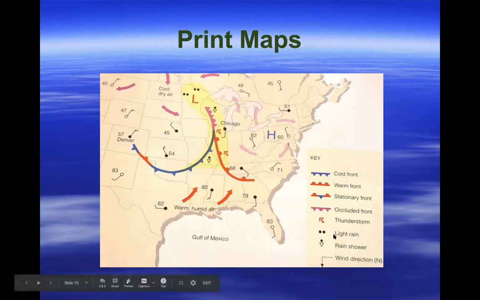And of course, there are a lot of other symbols. This symbol stands for a thunderstorm. This one stands for a light rain. And this one stands for a rain shower on a print map, okay? And usually wind direction is indicated with the arrow there.